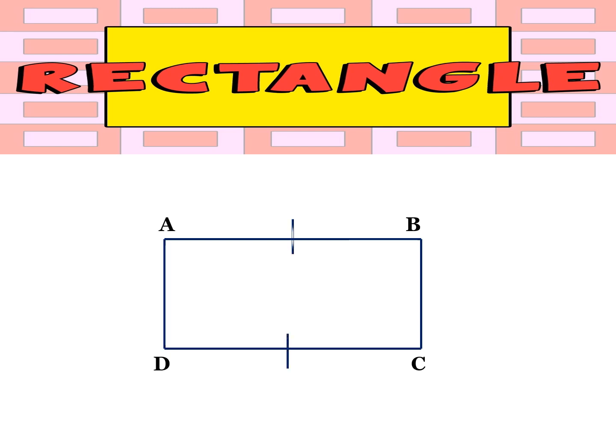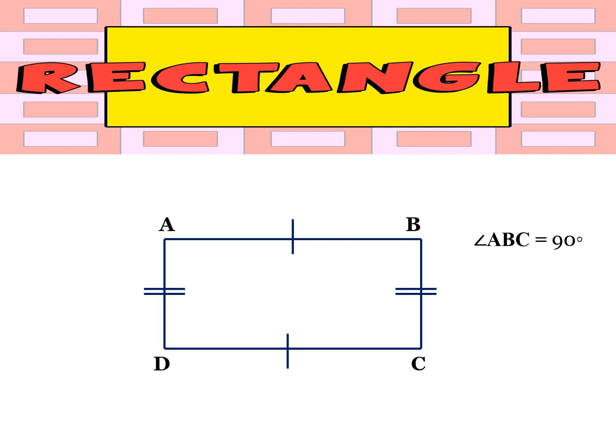Now you can see the two small lines on the rectangle. We can say that the opposite sides of a rectangle are equal to each other and the opposite sides of a rectangle are parallel to each other.